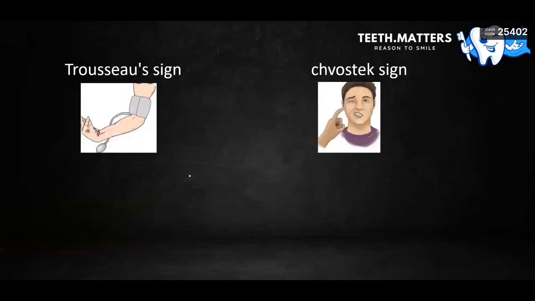Moving further, this is Trousseau sign, and this is Chvostek sign. Both of these signs are seen when there is a fall in calcium level, that is hypocalcemia. They are seen in tetany. Trousseau sign is also known as obstetrician's hand, as the hand appears like an obstetrician's hand, and it occurs when we put a sphygmomanometer on the arm, and carpal spasm occurs after application of pressure.